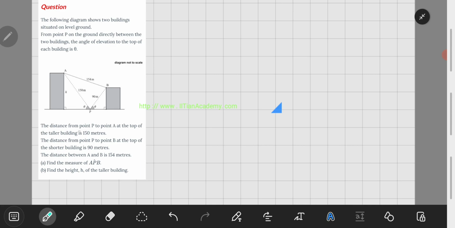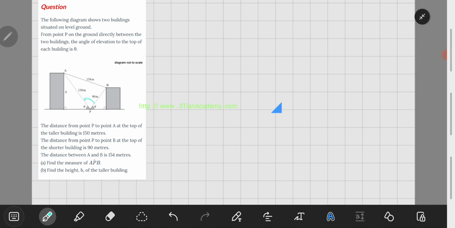Now, the distance from point P to point A at the top of the taller building is 150 meters. And the distance from point P to point B at the top of the shorter building is 90 meters. And the distance between point A and B is 154 meters. Now, for our first question, A, we're asked to find the measure of APB.